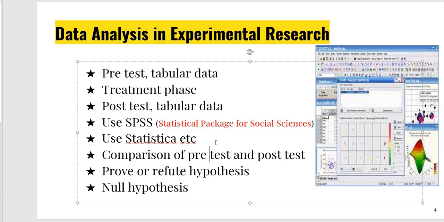Some students are afraid of refuting their hypothesis. They are not ready to reject their hypothesis. They will say, in this way, my research would be wrong. No. Even if your hypothesis has failed badly, even then it's a successful research. This is called the null hypothesis.